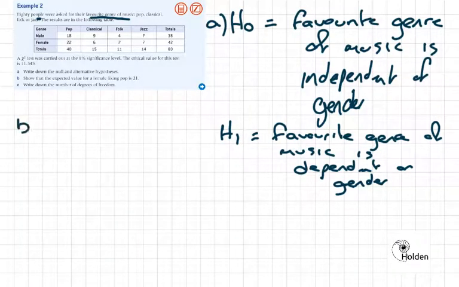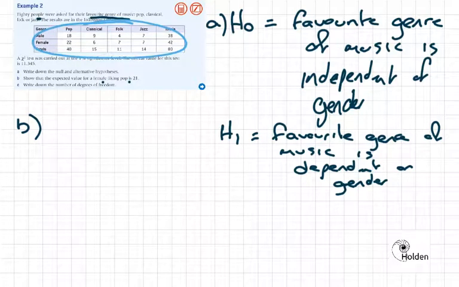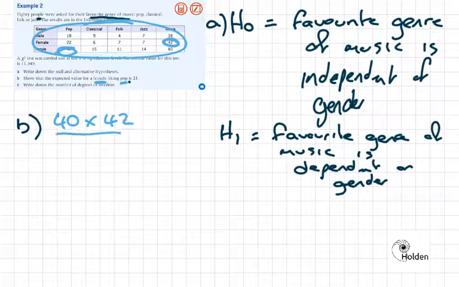So part B: show that the expected value for the female liking pop is 21. Remember this table is our observed data. We need to use our totals for this. So let's reread it. It says female pop. So we've got the total number of females and the total number of pop. That's going to be 40 times 42 divided by 80. Reaching for your GDC, that gives you a value of 21.